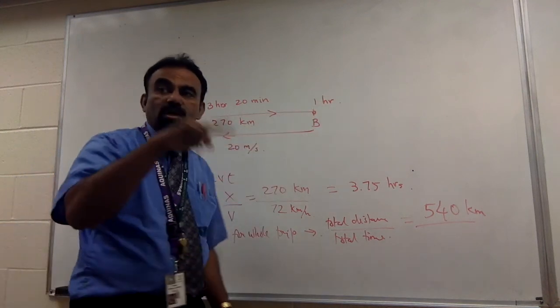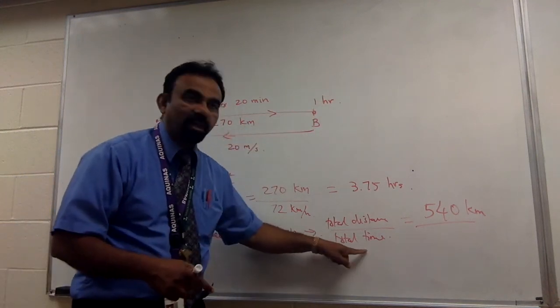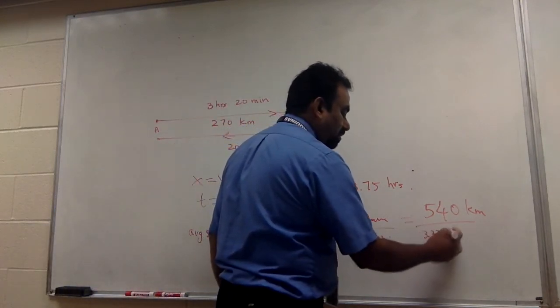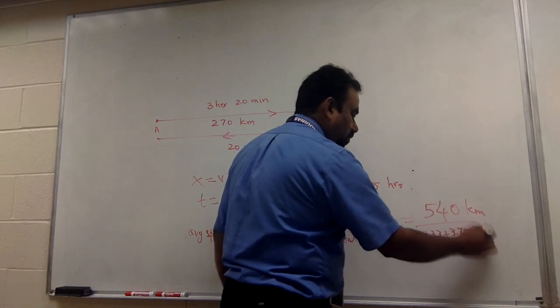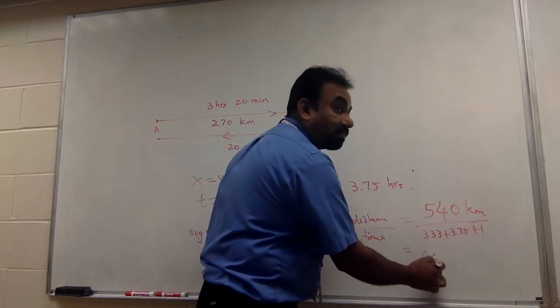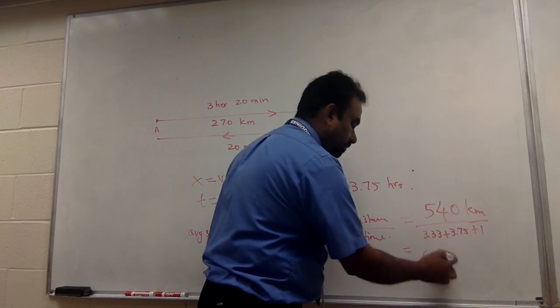So you have to take the total time. Total time is 3.33 plus 3.75 plus the 1 hour halt that you did. You did all this in... 66.8.